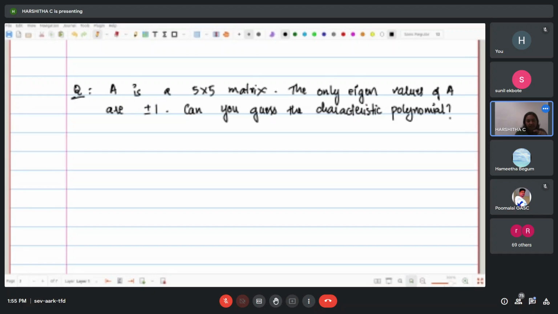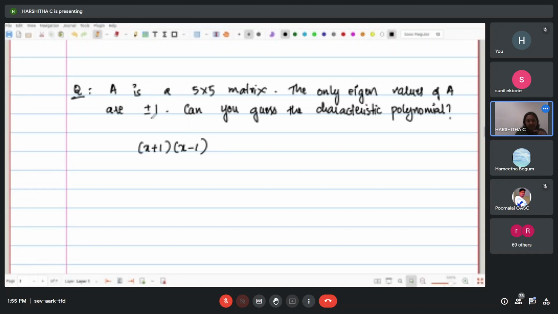X plus 1, or x minus 1. There must be 5 eigenvalues, no? For a 5 cross 5 matrix. So you are only given that all the eigenvalues are plus and minus 1, but we have not given you the characteristic polynomial explicitly. It's a degree 5 polynomial, and yes, as you said, you need to have 5 roots.